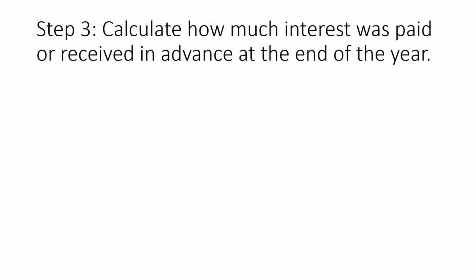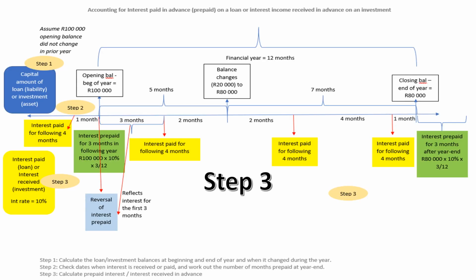So now we're going to calculate how much interest was paid or received in advance at the end of the year. So we're going to look at the end of the previous year first. So here we had interest paid 1 month before the end of the previous year. So that means at that point, interest would have been prepaid for these 3 months. So the interest would have been paid for these 3 months over here.